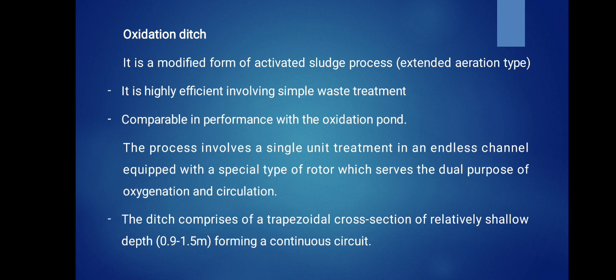In an oxidation ditch, we have to dig one ditch. This oxidation ditch process, or secondary treatment, is also done in an open space only. Here also we need one ditch. The depth of the ditch must be about 0.9 to 1.5 meters. The shallow ditch must be open with a trapezoidal cross section. Which means the cross sectional shape is about trapezoid.